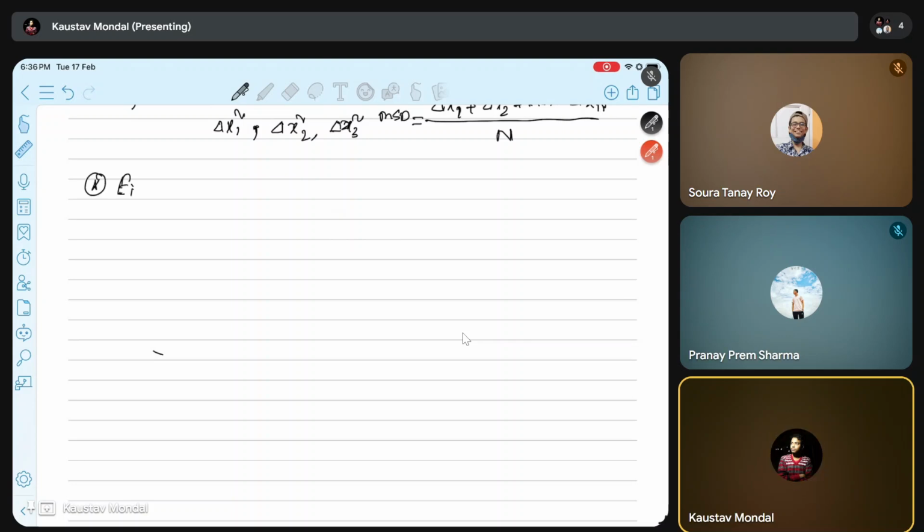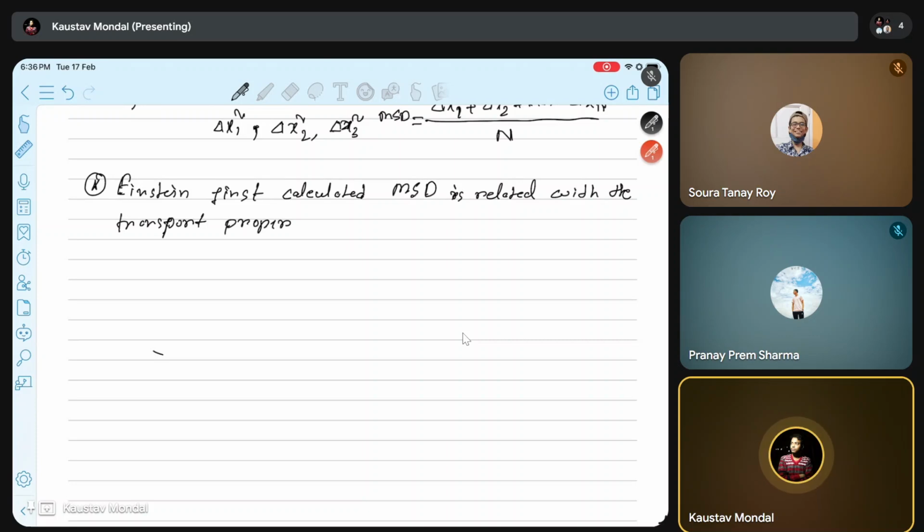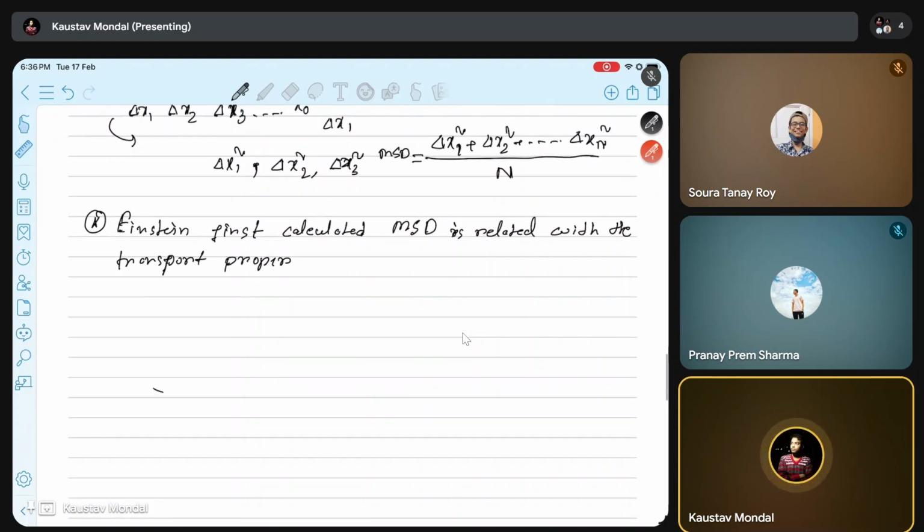Einstein first calculated how the MSD is related with the transport property. More specifically, how it is related with the viscosity of the host molecule. Host means the solvent molecule.